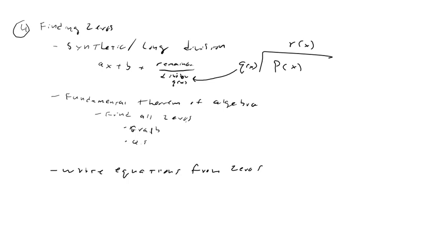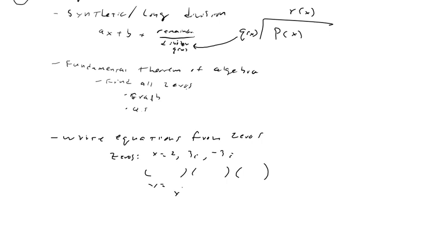You have to write equations. If I give you zeros, like x equals 2 and 3i and negative 3i, you'll have to write the parentheses about that, and then multiply and make a y equals x cubed equation plus blah, blah, blah. Remembering how to write the equation and then multiply all those pieces together. Okay?